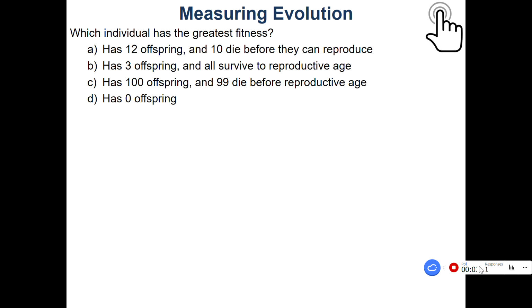Okay, which individual has the greatest fitness? A, an individual that has 12 offspring and 10 of those offspring die before they can reproduce. B, an individual that has 3 offspring and all survive to reproductive age. C, an individual that has 100 offspring and 99 die before they can reproduce. Or D, an individual that has 0 offspring. So which of these individuals is the most fit biologically?